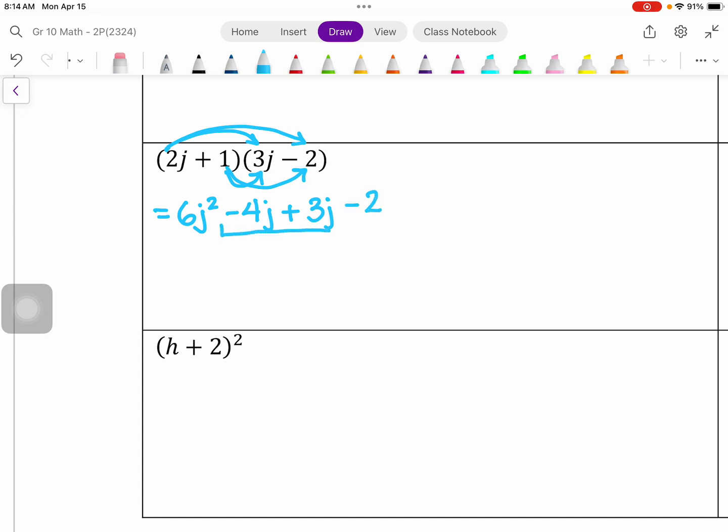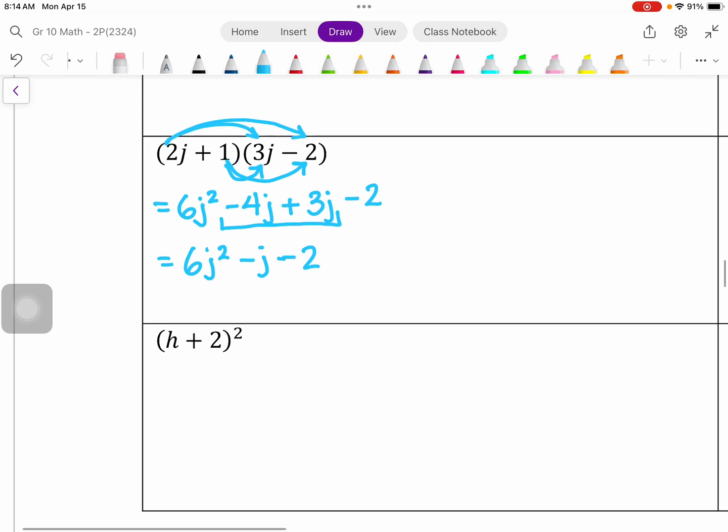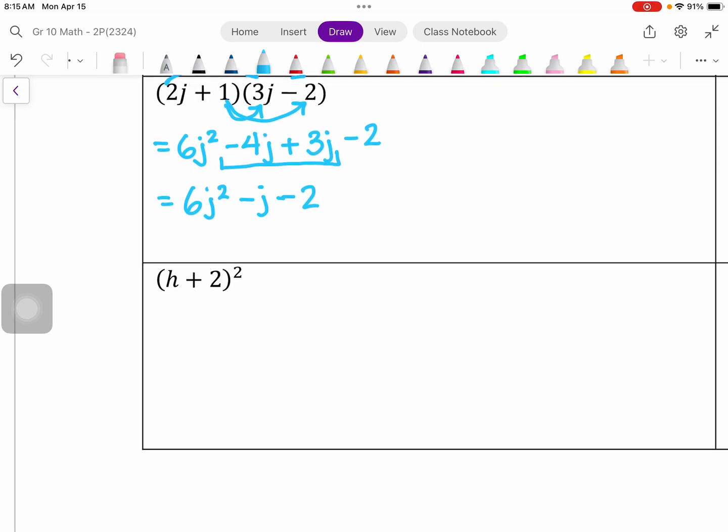So here I have a negative 4 plus 3. Both of them are j, so those are like terms. So I have 6j squared. Minus 4j plus 3j is negative 1j. And I don't have to write the coefficient of 1. So I can either write 6j squared minus 1j minus 2, or just 6j squared minus j minus 2.